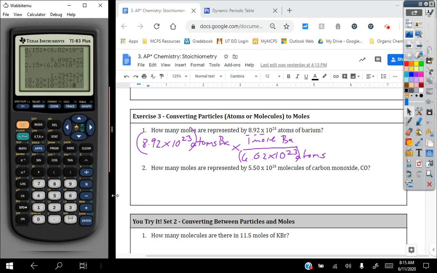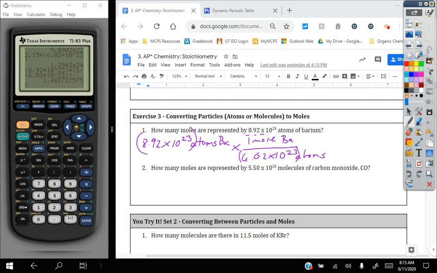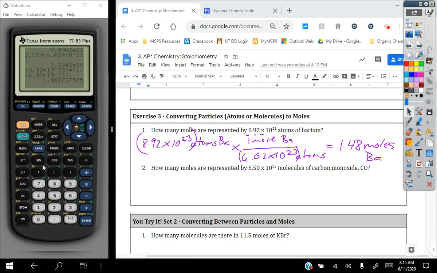So you see I actually put 2 sets of parentheses here. Take a good look at that calculator. I opened parentheses, 1 on the top for my 1 mole, and then I opened parentheses again, 6.02 times 10 to the 23rd, close parentheses once for 6.02 times 10 to the 23rd, close parentheses again for the whole fraction of 1 over 6.02 times 10 to the 23rd. And we get an answer of 1.48 moles of barium.